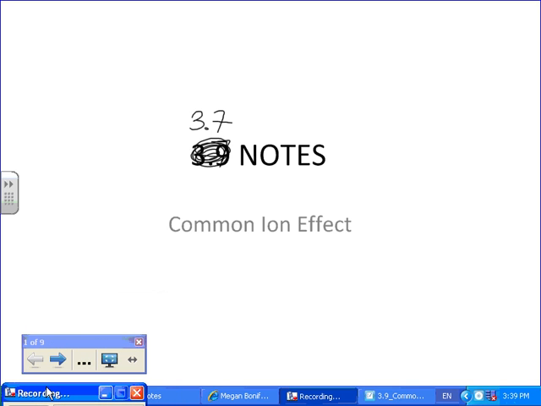Hi folks, if you're watching this today, these are the 3.7 notes from Chemistry 12, and this wasn't covered in class, but I'm going to go through it quickly. What it is, it's looking at what's called the common ion effect for saturated solutions, where we have a salt and ions present in equilibrium, and how we can shift that equilibrium using Le Chatelier's principle by adding a common ion or in fact removing an ion from the solution by precipitation.